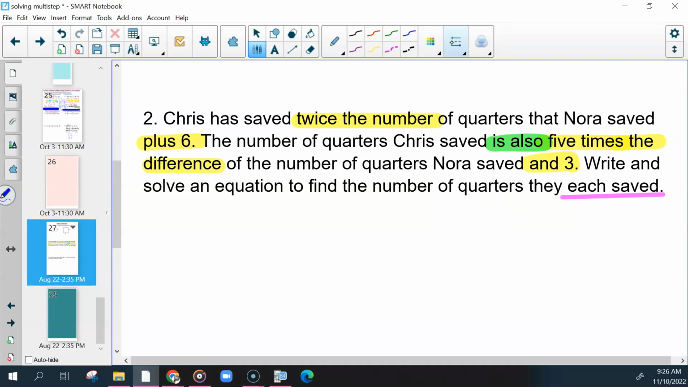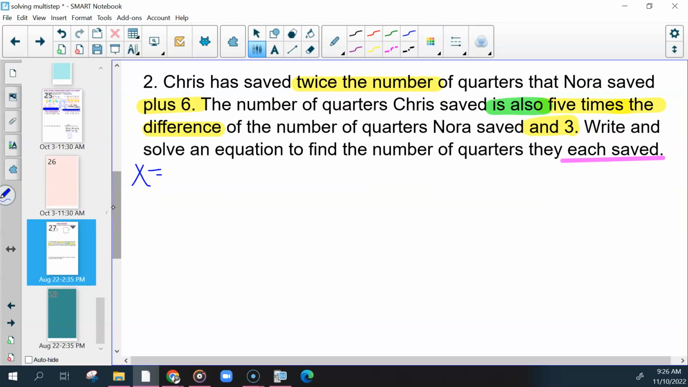So, one, we need a variable. It does not matter what that variable is. If you want to call it x, that's fine. If you want to call it c or n, that's also fine. Here, it doesn't matter. We just have to say what this represents. So what would x represent? No. Let's be specific. Number of quarters, but for who? This is just going to be for one of them, not both. But it's not going to be for Chris. Nora. It's going to be for Nora. It's the number of quarters Nora saved.